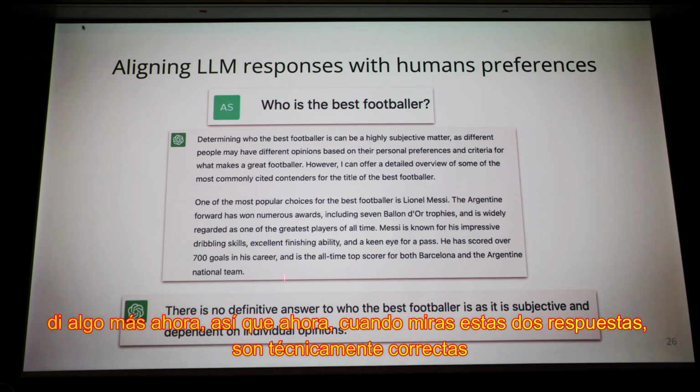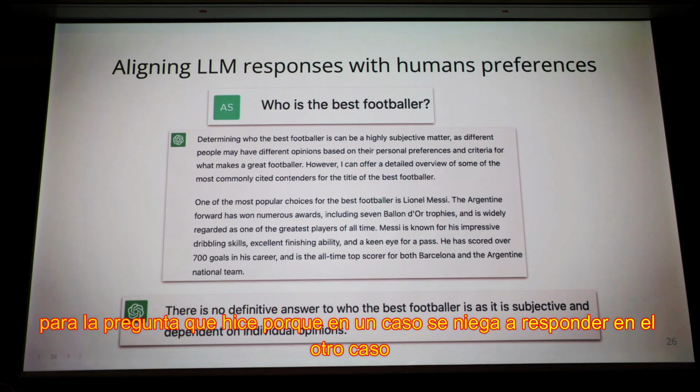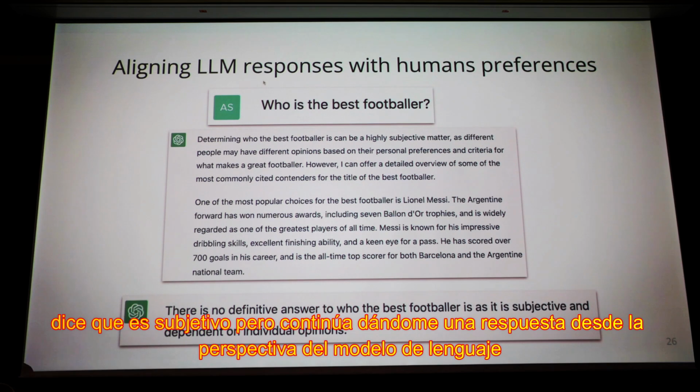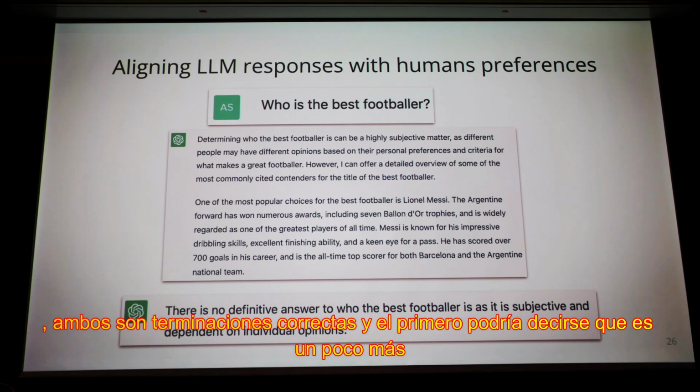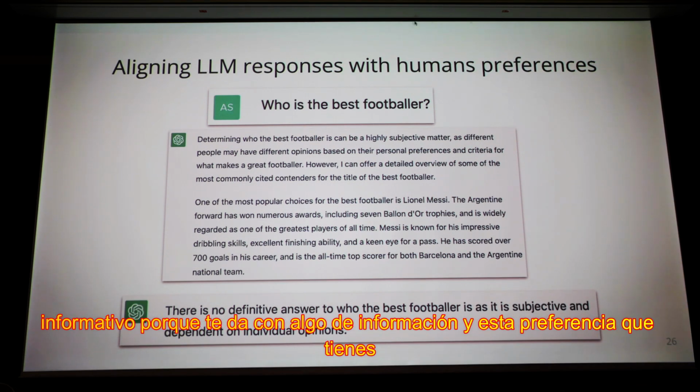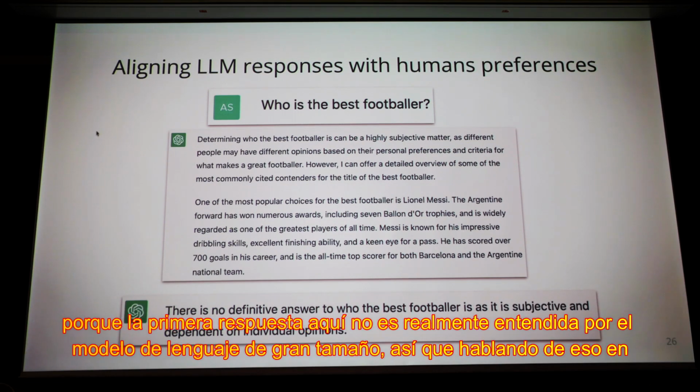So now when you look at these two responses, they're technically correct for the question that I asked, because in one case it declines to answer, in the other case it says it's subjective but goes on to give me an answer. So from the perspective of the language model, both of these are correct completions, and the first one is arguably a little more informative because you walked away with some information. And this preference that you have for the first answer here is not really understood by the large language model.